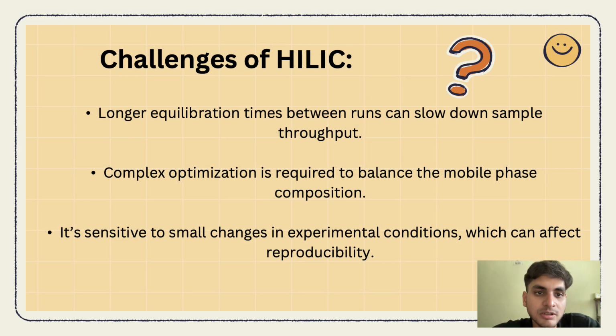Now we are going to discuss some challenges of HILIC. Since there is a longer equilibration time between runs, this can slow down sample throughput. Since so much time is required between two equilibrations, the sample injection becomes very slow. Complex optimization is required to balance the mobile phase composition, and it is sensitive to small changes in experimental conditions, which can affect reproducibility.